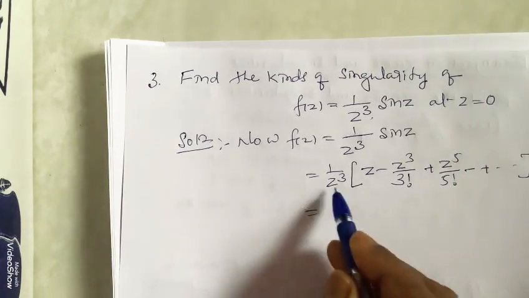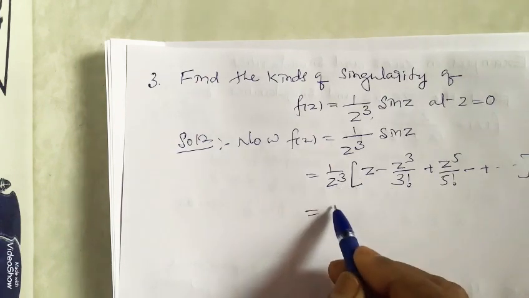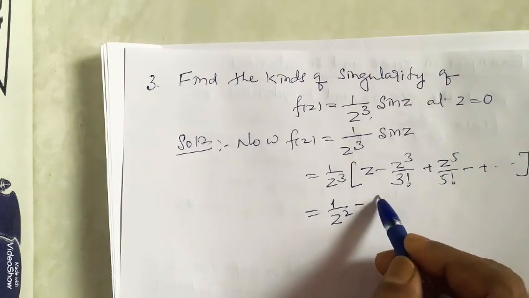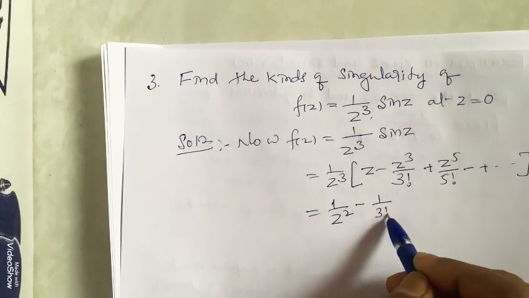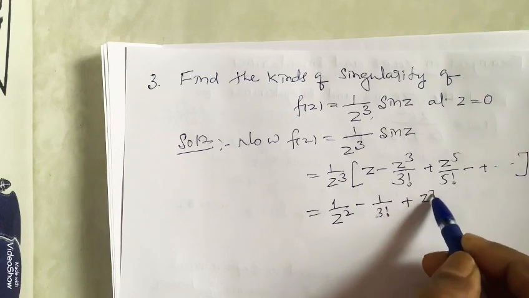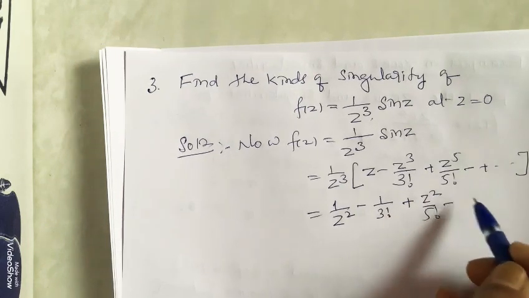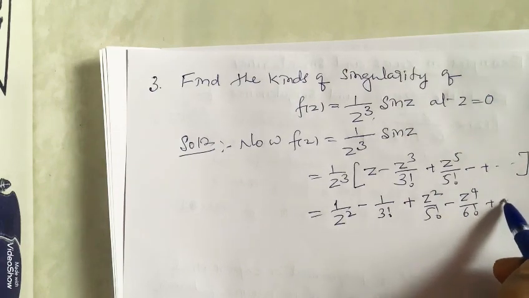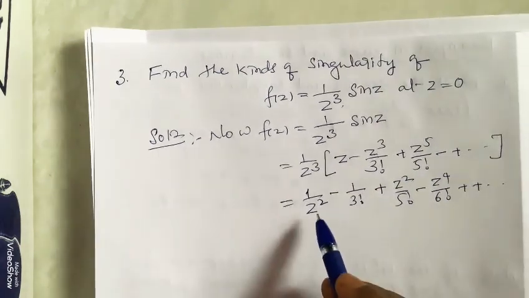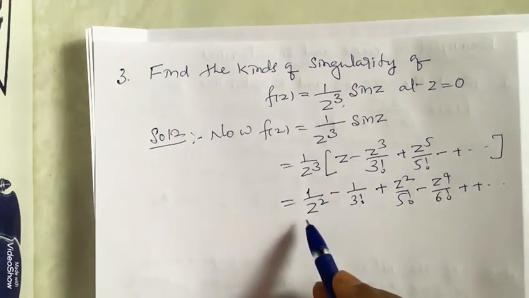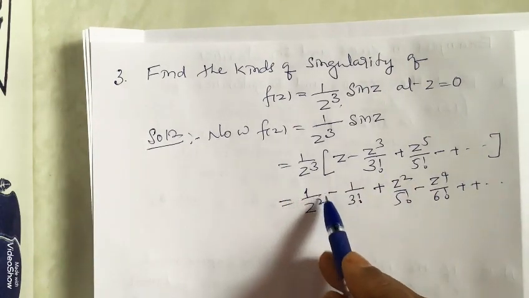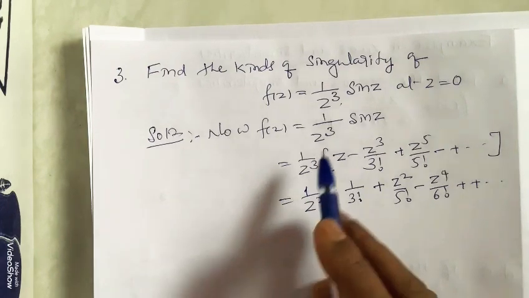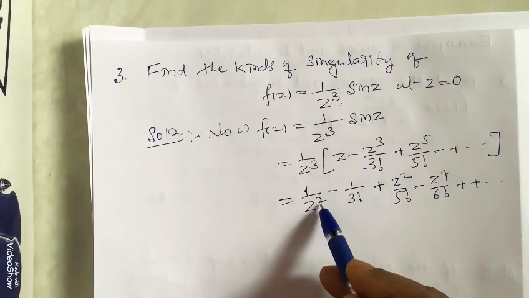So what is this? Bring 1/z³ inside. z divided by z³ is 1/z², minus z³/z³ is 1/3!, plus z²/5!, minus z⁴/7!, and so on. You just see, f(z) contains only one term as a negative power of z − 0. Therefore you can say that z = 0 is a pole of order 2 here.